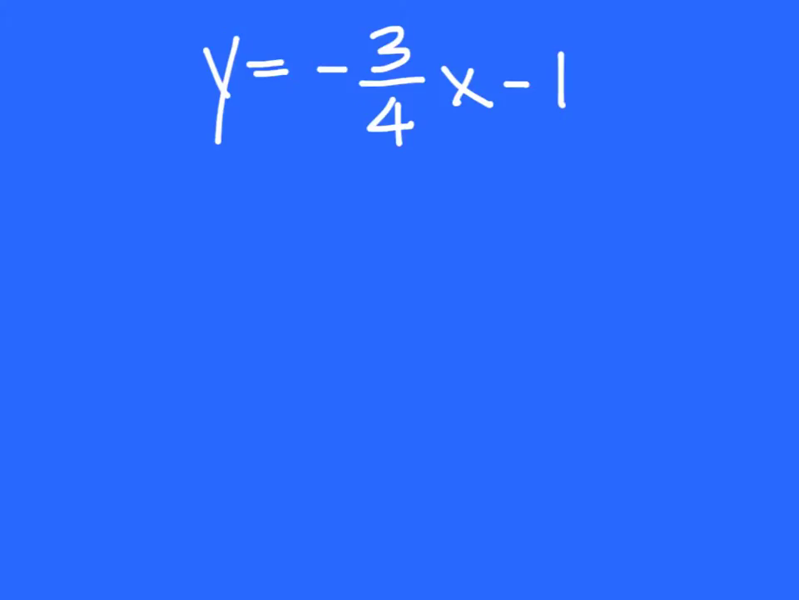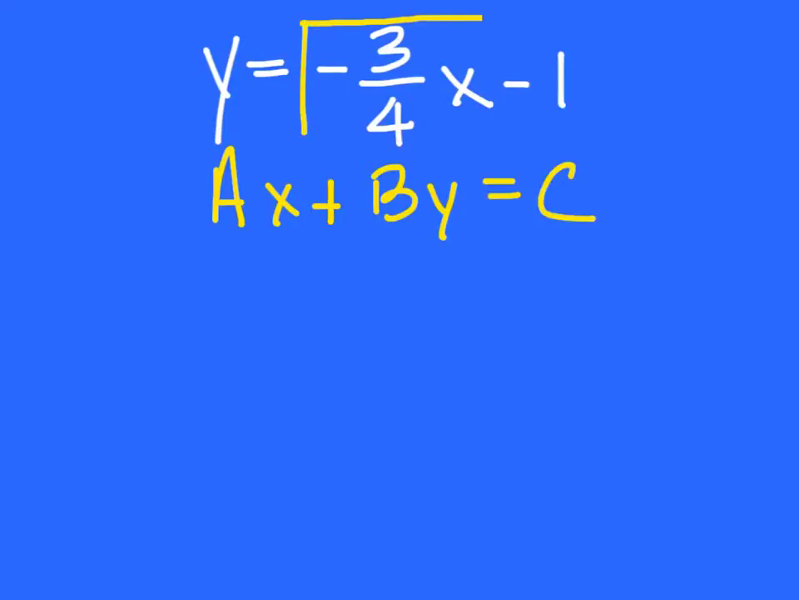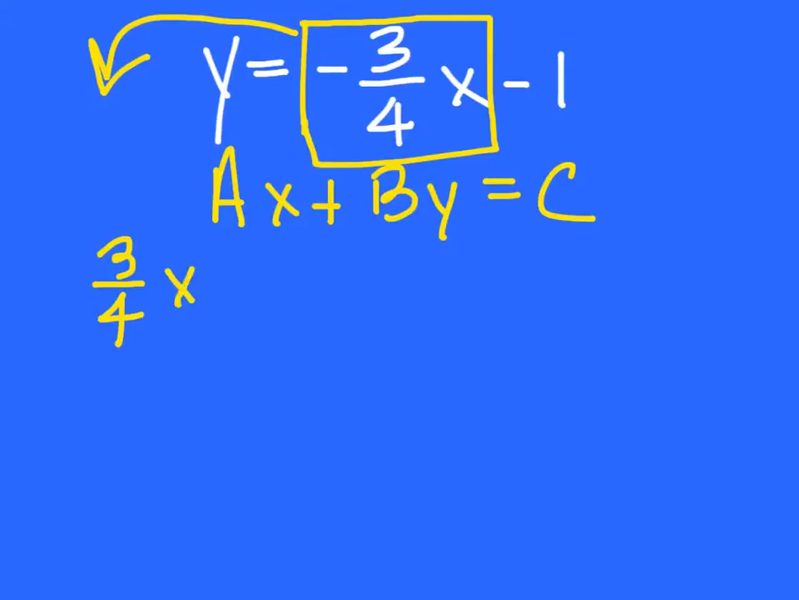All right, example number 2. I have to change that to standard form. It's got to look like ax plus by equals c. So I'm going to have to move that over to the left-hand side in front of the y. And when I do that, I have to change the sign. So it becomes a positive 3/4 x. And then you have plus y equals a negative 1.